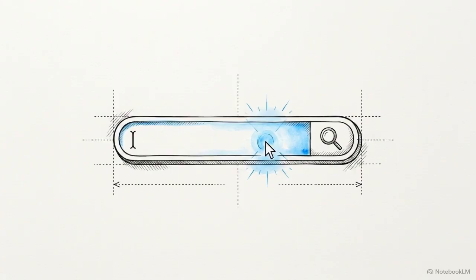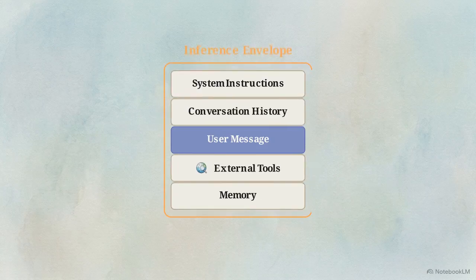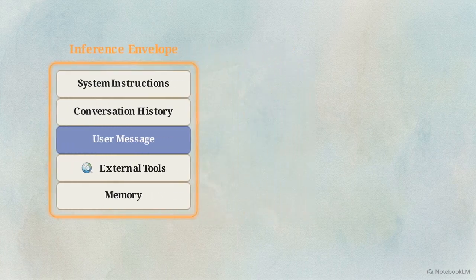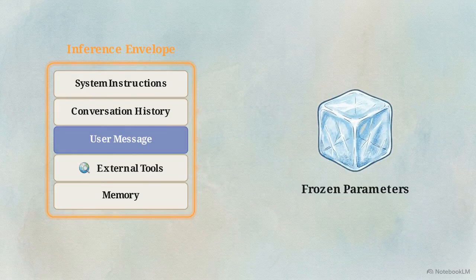When a user submits a prompt, the application constructs a larger input. It combines the user's message with system instructions, conversation history, and data retrieved from external tools or memory. The model adapts to these instructions through in-context learning. This functions as temporary working information and does not rewrite the frozen parameters of the underlying neural network.